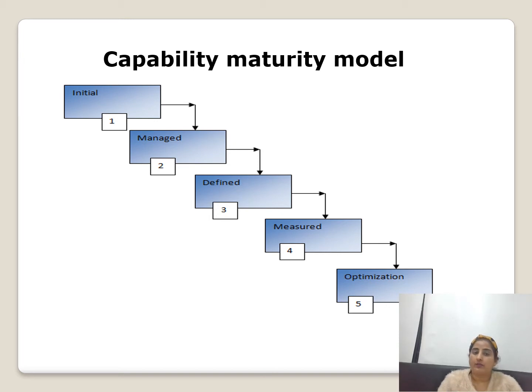First is the initial stage. The processes are unpredictable, poorly controlled and reactive. The second stage is managed: processes are planned, documented, performed, monitored and controlled at the project level, but often reactive. During the defined stage, all the processes are well defined, documented, standardized and integrated, usually into software for the entire organization. Processes are controlled using satisfaction and other qualitative techniques. The last is the optimization stage, where proactive process improvement is implemented through qualitative feedback. This helps in developing new ideas and techniques.